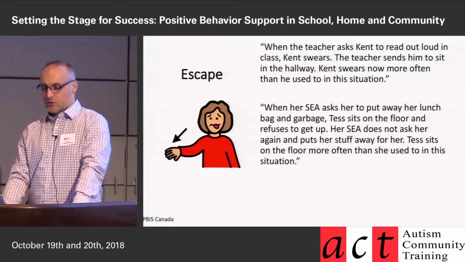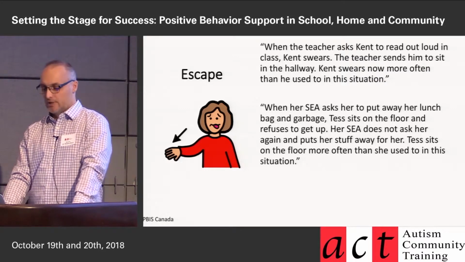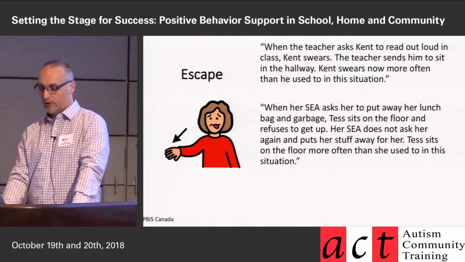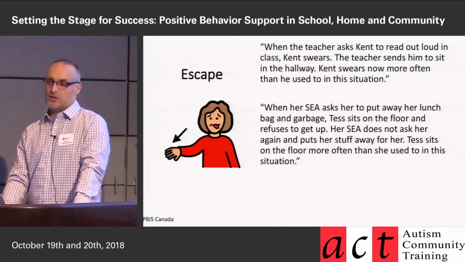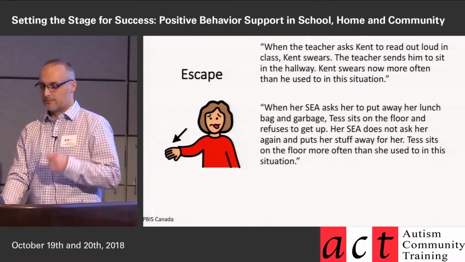When her SEA asks her to put away her lunch bag and garbage, Tess sits on the floor, refuses to get up. Her SEA does not ask her to do it again and will put her stuff away for her. Tess is sitting on the floor more often than she used to, right? In the place of a demand, there's problem behavior. She doesn't have to follow through with the demand.